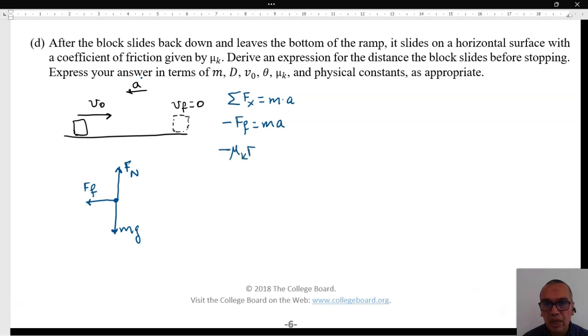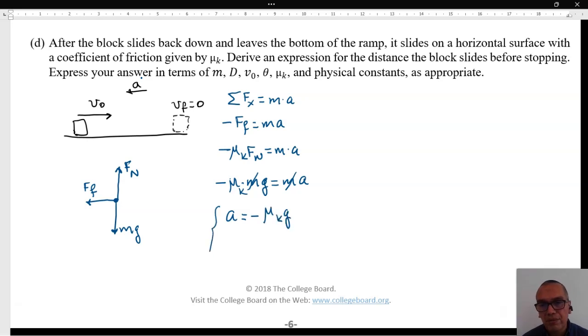Negative mu k times the normal force is mass times acceleration, but the normal force is equal to the weight, so negative mu k times mg is equal to mass times acceleration. Once again, masses cancel out, and your acceleration is equal to negative mu k g.